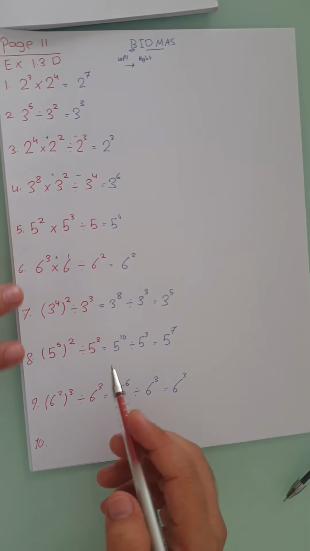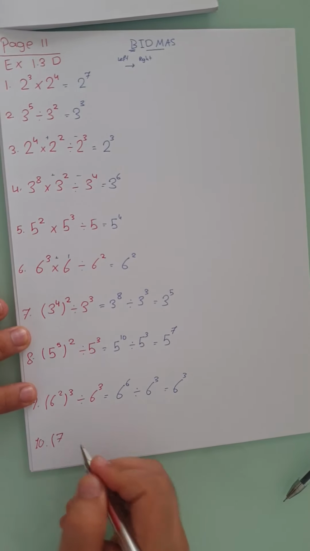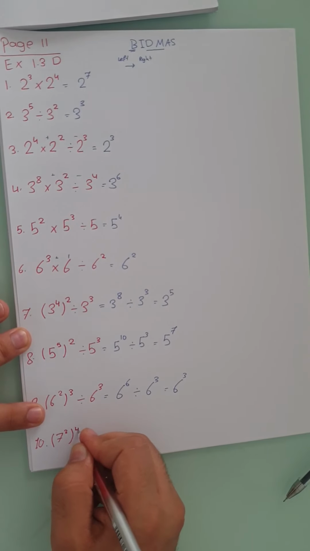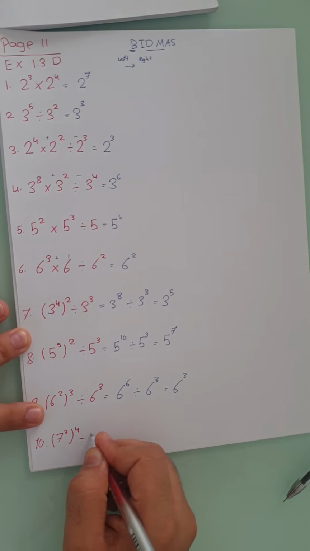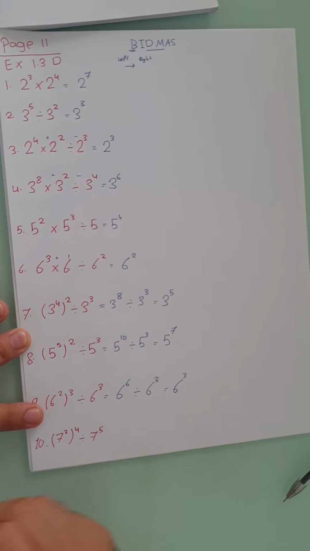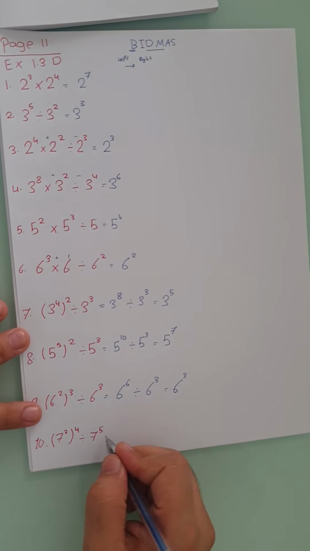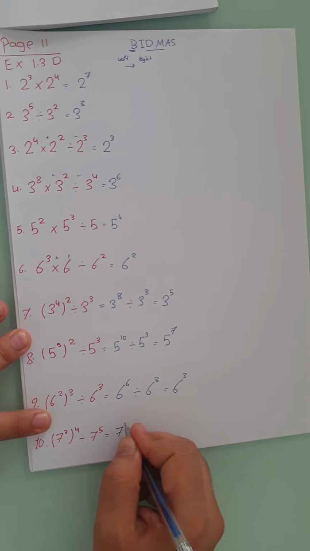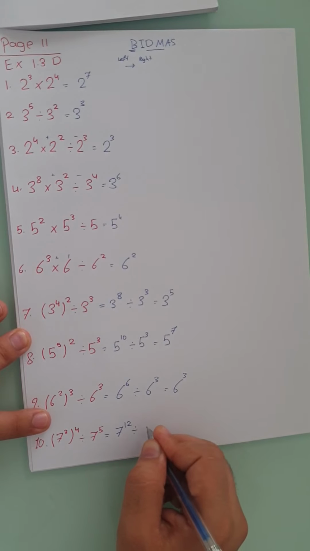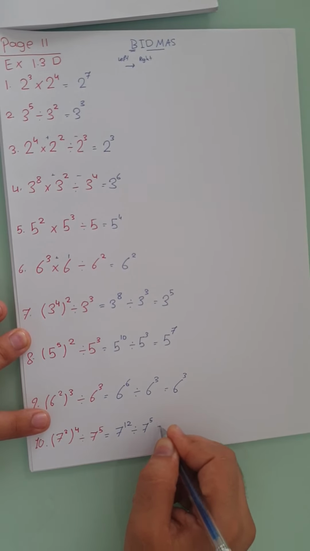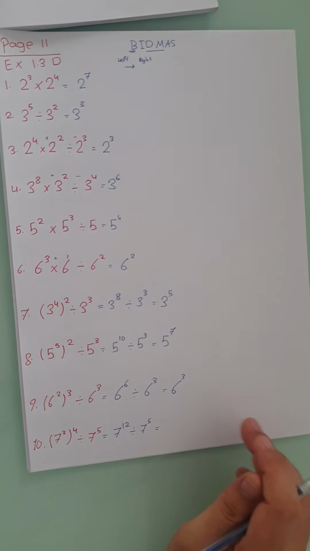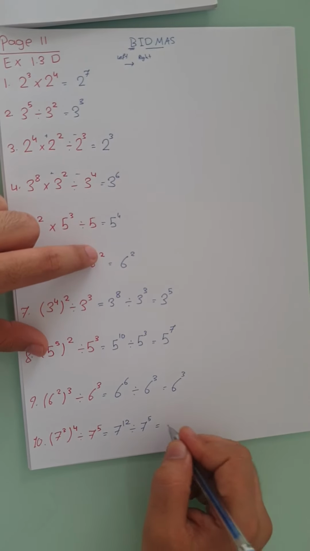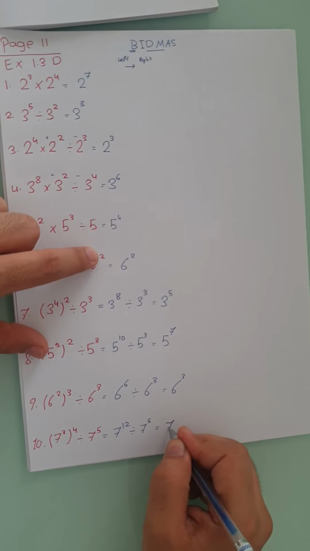Last question. 7 to the power of 3, all to the power of 4, divided by 7 to the power of 5. Okay, same thing. 3 times 4 is 12. So 7 to the power of 12 divided by 7 to the power of 5. Okay, so 12 minus 5 is how much? 7. So it's going to be 7 to the power of 7.